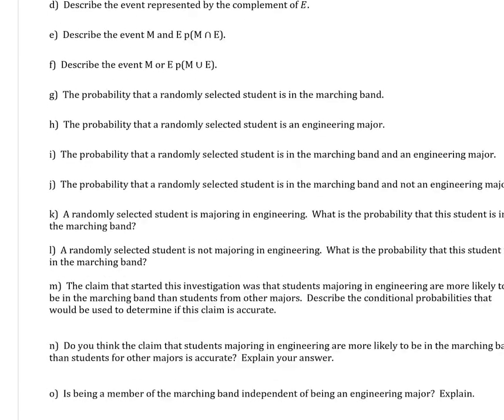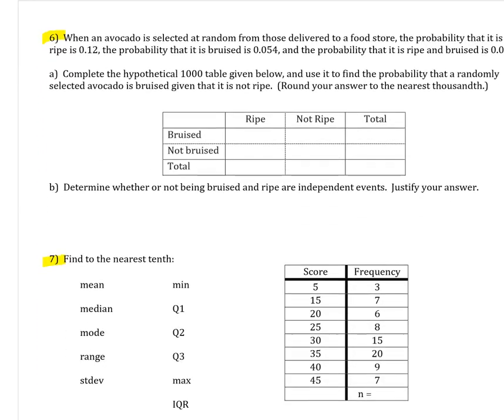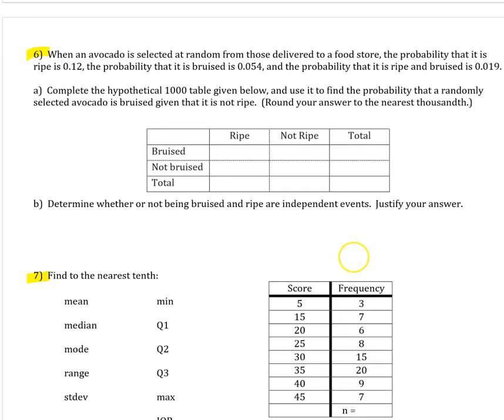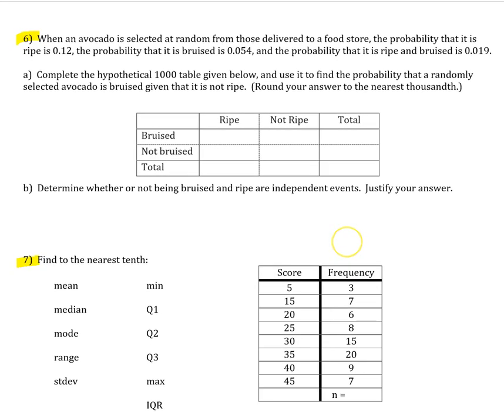Skip over all of this. All right, let's go here. When an avocado is selected at random, I'm gonna move this a little bit. The probability that it is ripe is 0.12. The probability that it is bruised is 0.054, and the probability that it is ripe and bruised is 0.019.